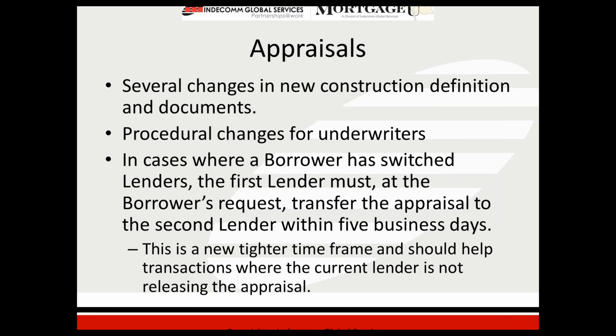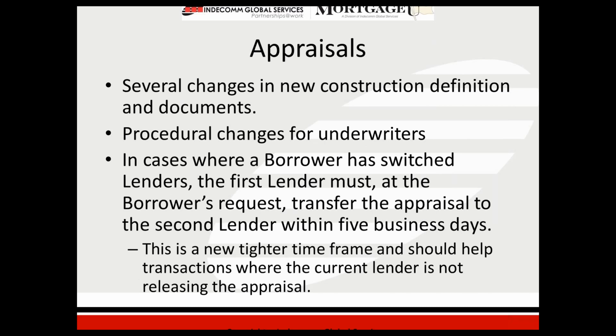Let's look at the changes for the appraisals, and that's where you can look at page 11 of your job aid. Several changes in new construction definitions and documents are occurring. You can find the details for the new construction definitions over on page 11 of your job aid. For example, here is the definition for new construction: 100% complete, never previously occupied.